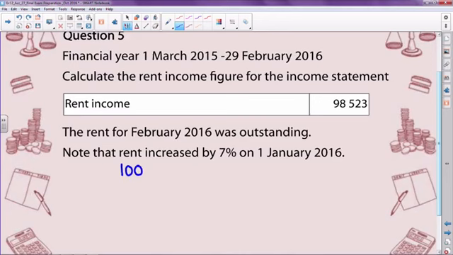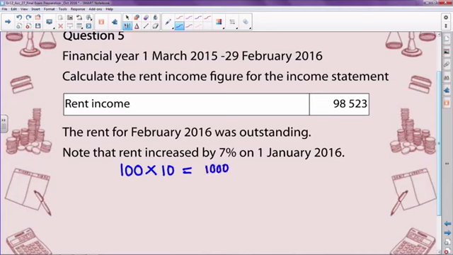And for how many months was that old rental? Because if your year started in March and the rent only increased in January, this would mean that March, April, May, June, July, August, September, October, November, and December is 10 months. Those are the 10 months, starting in March, ending in December. And that will give you 1,000.